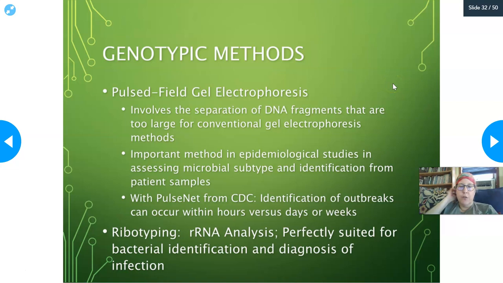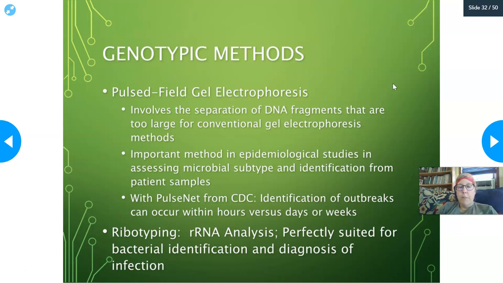Pulsed field gel electrophoresis is another newer method. It involves the separation of DNA fragments that are too large for conventional gel electrophoresis methods. It is used in epidemiological studies to look at microbial subtypes and identification from patient samples, and it can be used to identify and track outbreaks, because we're looking at subtypes of microbes and can trace outbreaks back to a common source. There's a network called PulseNet from the CDC. It's a big database, but it helps to identify outbreaks within hours versus days or weeks, again using the pulsed field gel electrophoresis patterns.